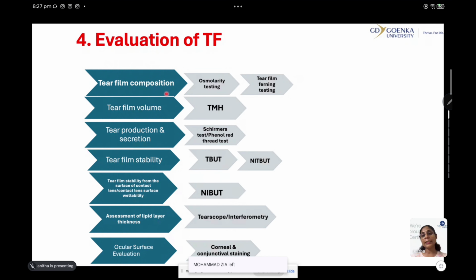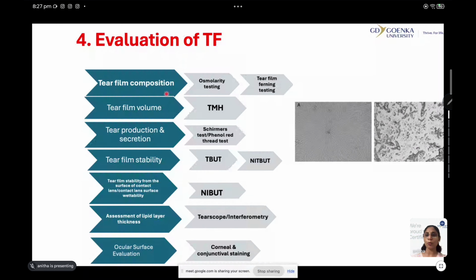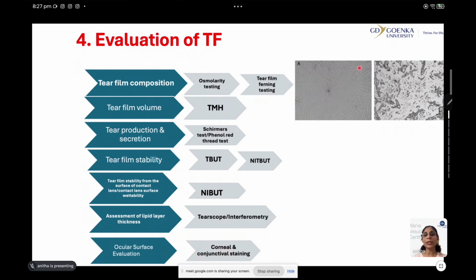Okay. And then tear film ferning: again, take a drop of tear, spread it on a glass plate and observe under the microscope. So a regular tear film, when you observe the tear drop, will give you a very uniform fern pattern. If you know what a fern plant is, look at the leaves, it will be spread out evenly. So that kind of picture is called tear film ferning.